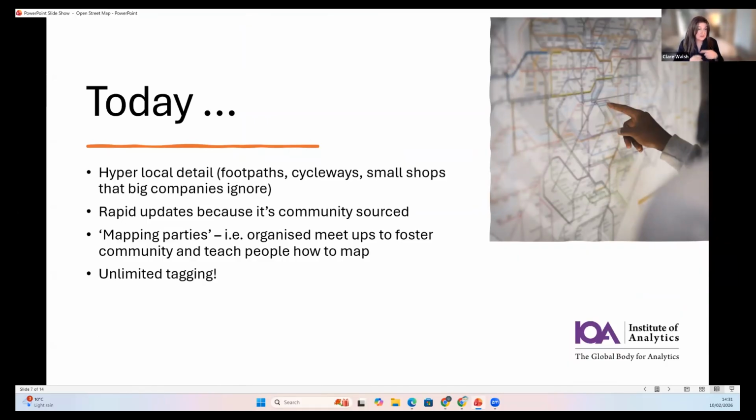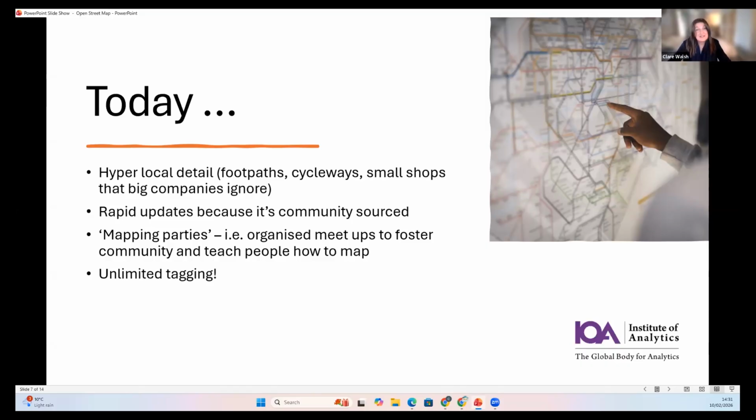So when a shop changes function, a building changes function, you often get a very quick response because somebody local will update it as soon as that change is made. When they walk past it, they see it, they update it when they go home. Because it's community sourced, you get these incredibly rapid updates, and that can be a huge benefit.